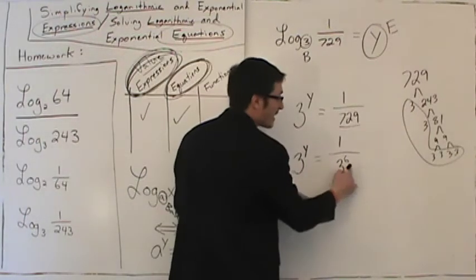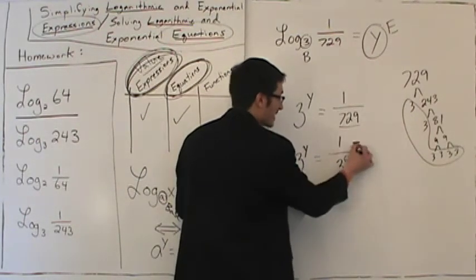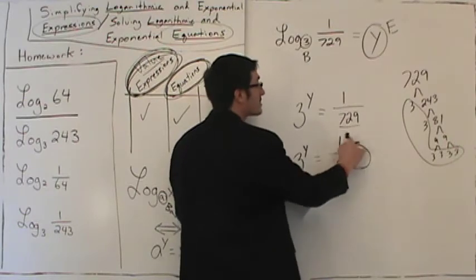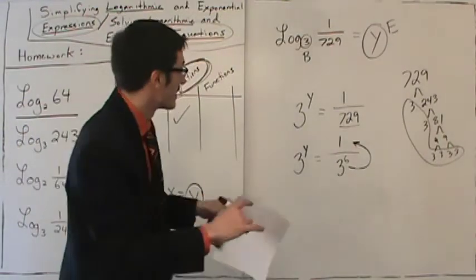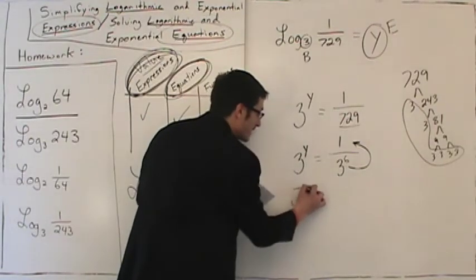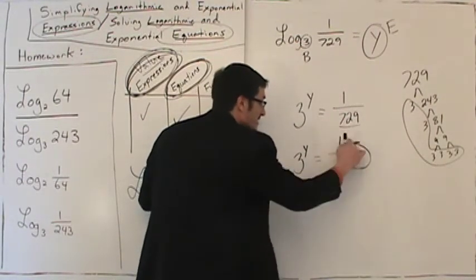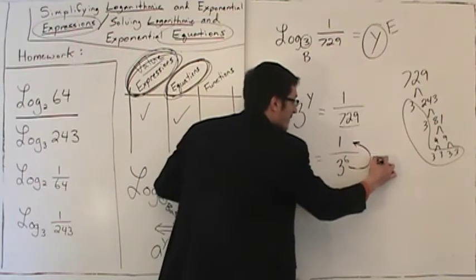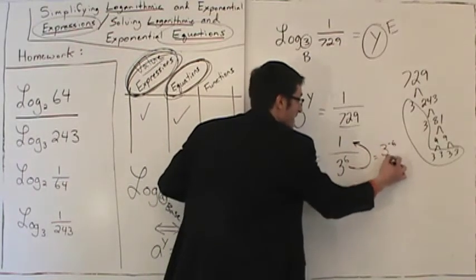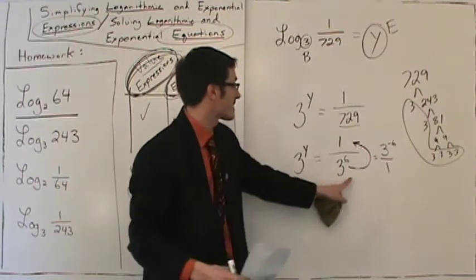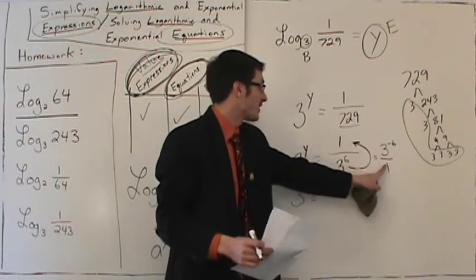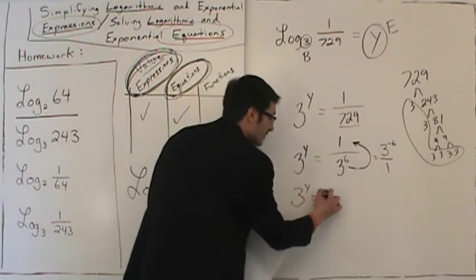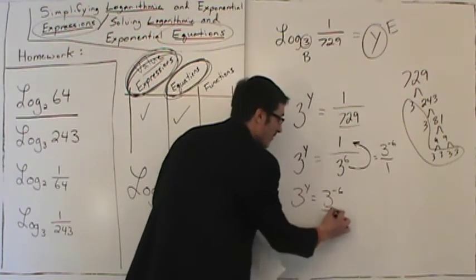We can also take a positive exponent and move it. So 3 to the 6th power moves to the top, and the exponent changes from positive to negative. So 3 to the y is equal to, if 3 to the 6th moves to the top, then we end up with what? 3 to the negative 6 over 1. The exponent changes from positive to negative, and we don't have to write the over 1. So we end up with 3 to the negative 6th power.